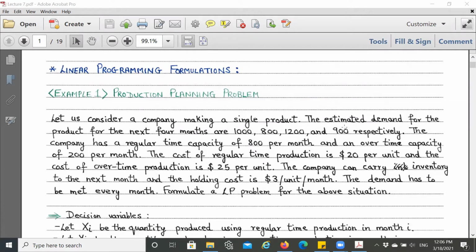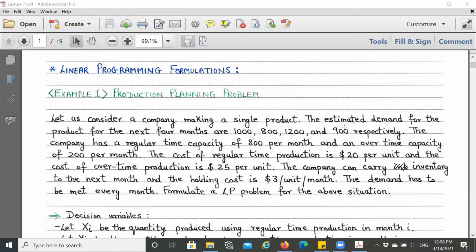But the thing is, for storing that unit, they have to pay an extra fee, which is $3 per unit. So if you want to store the unit for the next month, you have to pay $3 for each unit that you store. If you want to store it for 2 months, then it will become $6 and so forth, okay? So what we want to do is formulate this.